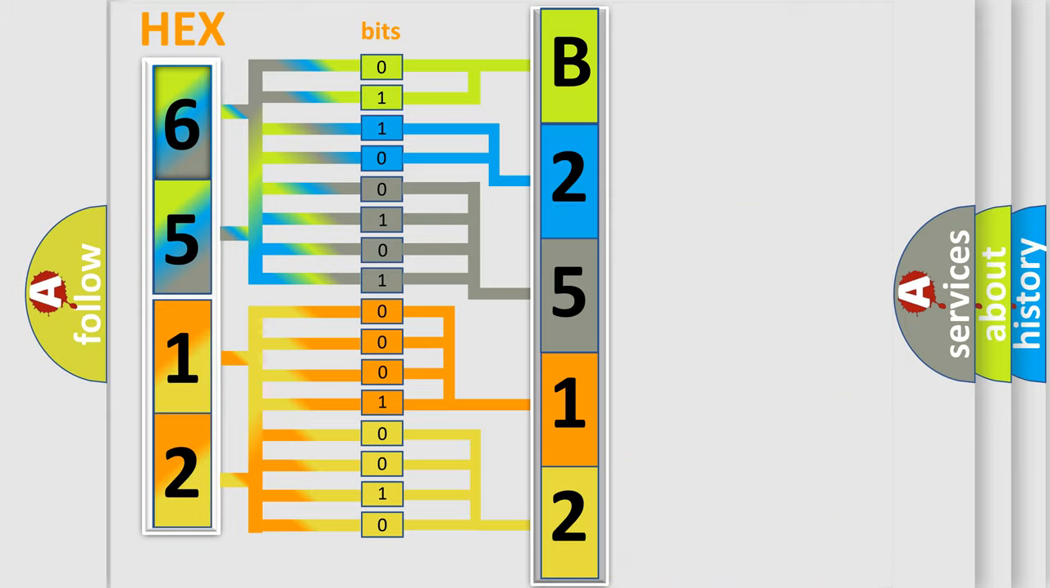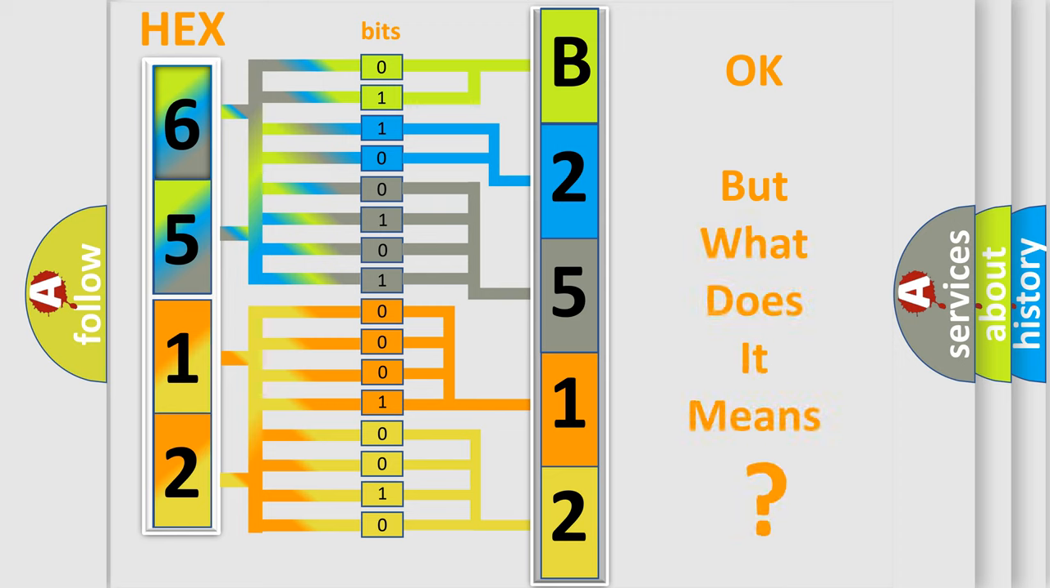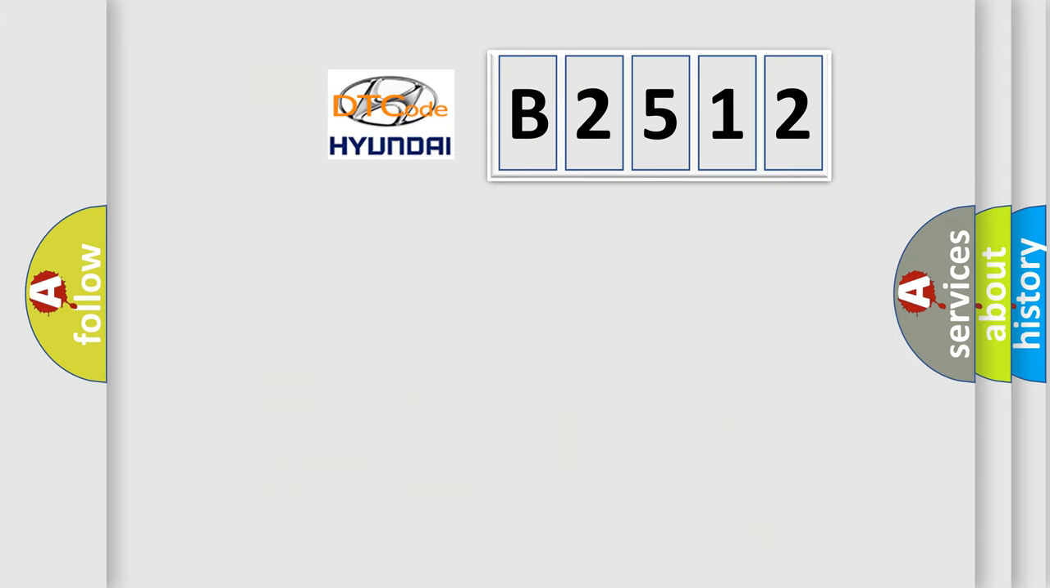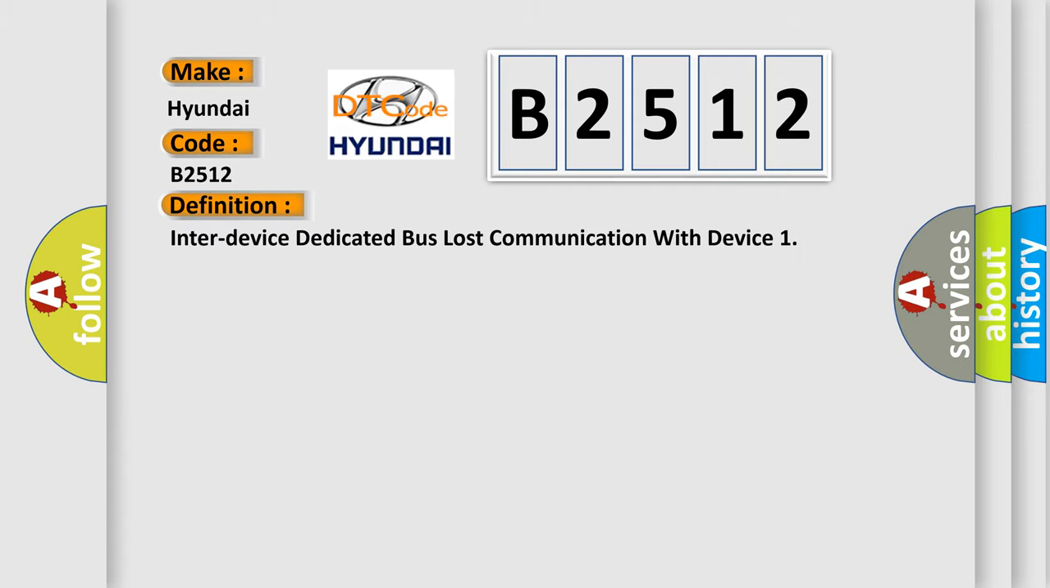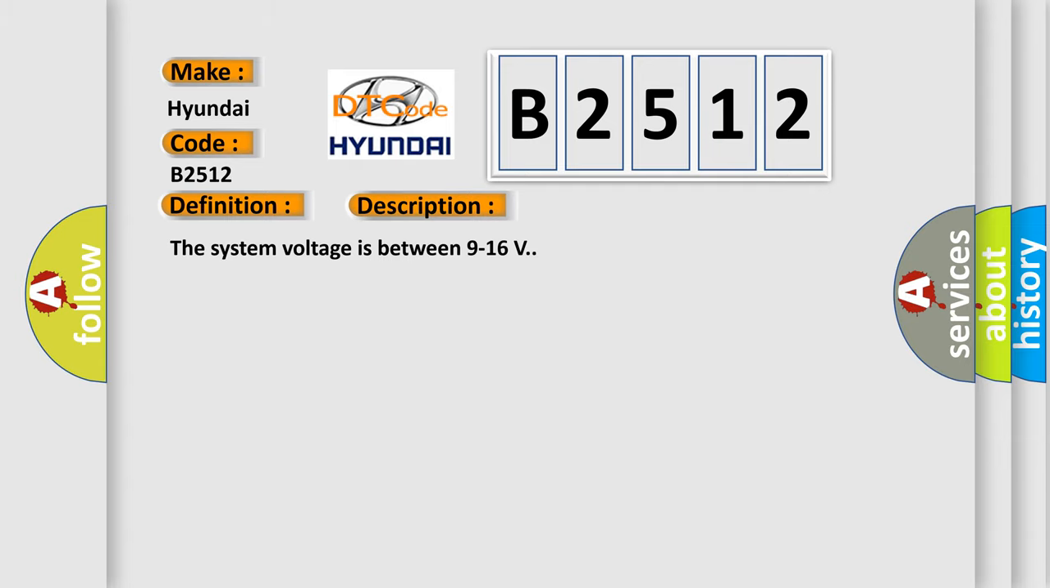We now know in what way the diagnostic tool translates the received information into a more comprehensible format. The number itself does not make sense to us if we cannot assign information to what it actually expresses. So, what does the Diagnostic Trouble Code B2512 interpret specifically for Hyundai car manufacturers? The basic definition is: inter-device dedicated bus lost communication with device. And now this is a short description of this DTC code.